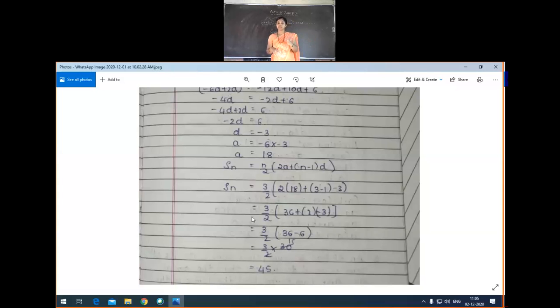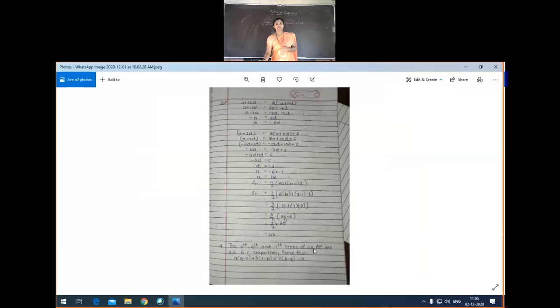Sn is equal to n by 2 into 2a plus n minus 1 into d. Got the idea of this question right now? Yes, we'll go to the fourth problem.